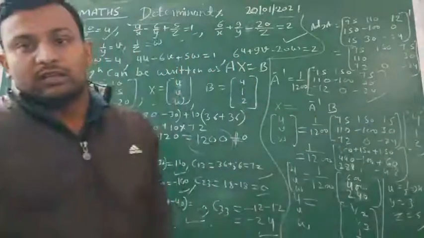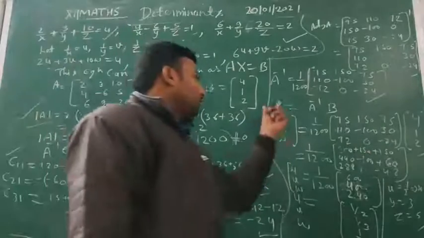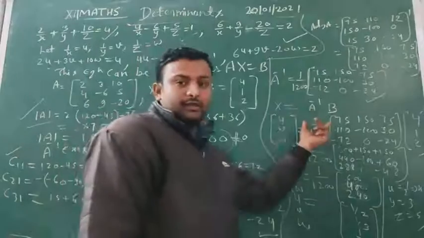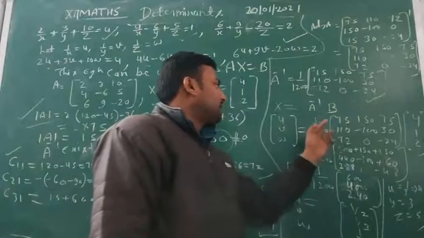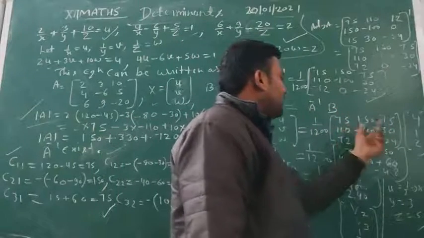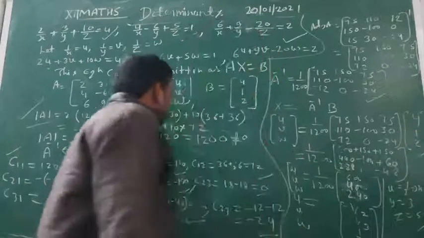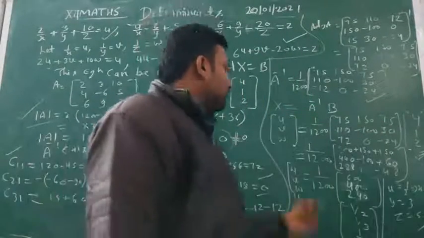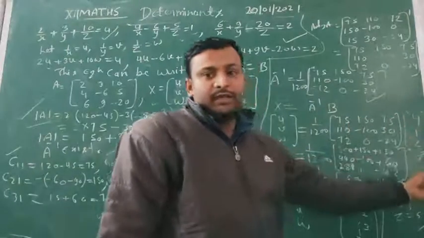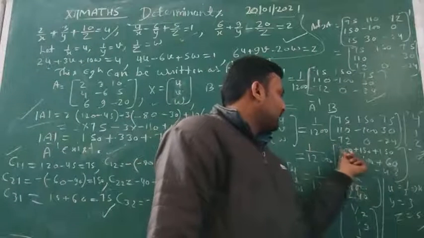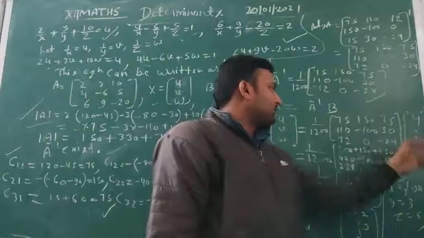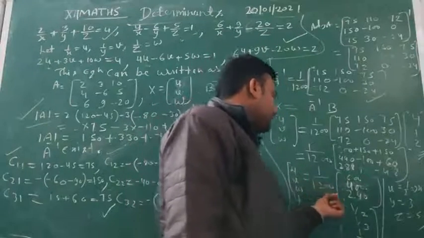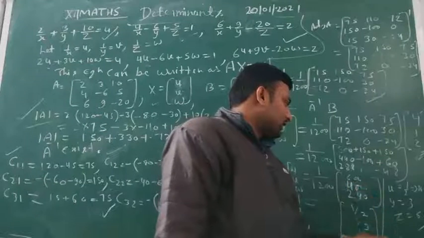Now we have to find the value of the variables. We know that X is equal to A inverse B, and our X is [u, v, w]. So we substitute these values in this equation. A inverse is 1 by 1200 times the matrix, and B is [4, 1, 2]. When we multiply this with B, we get 1 by 1200 times the first row, first column, second row, first column, and third row, first column. After adding this we get 600, 400, 240.